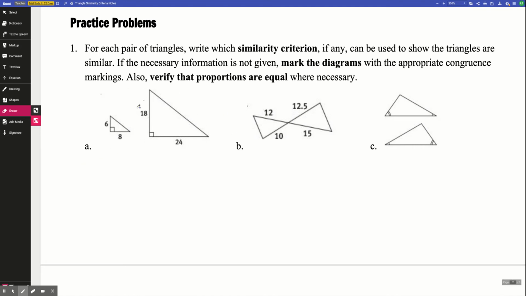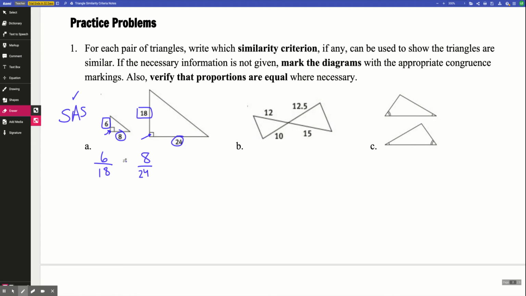Just looking at these 2 triangles in part A, this looks like SAS to me because I have 2 sides and an angle that's stuck in between them. I know the angles are congruent because they're both 90 degrees, so I can check off the angle part. But I need to see if the sides are proportional, so I'm going to match my smaller side with the smaller side. So 6/18 and then 8/24.